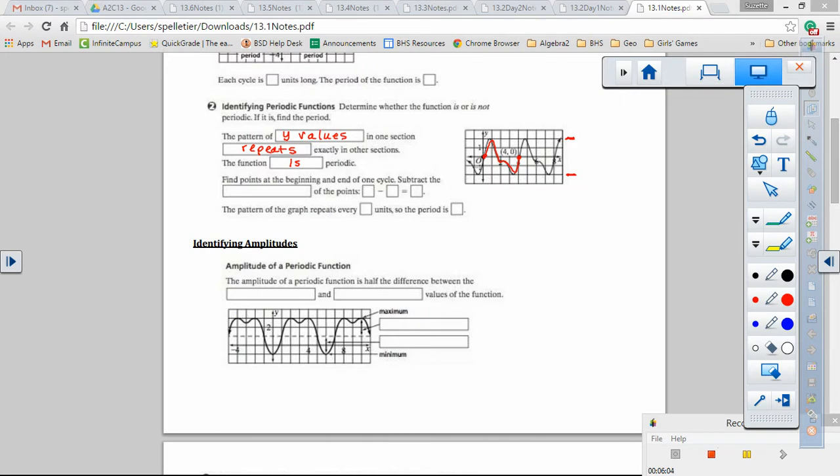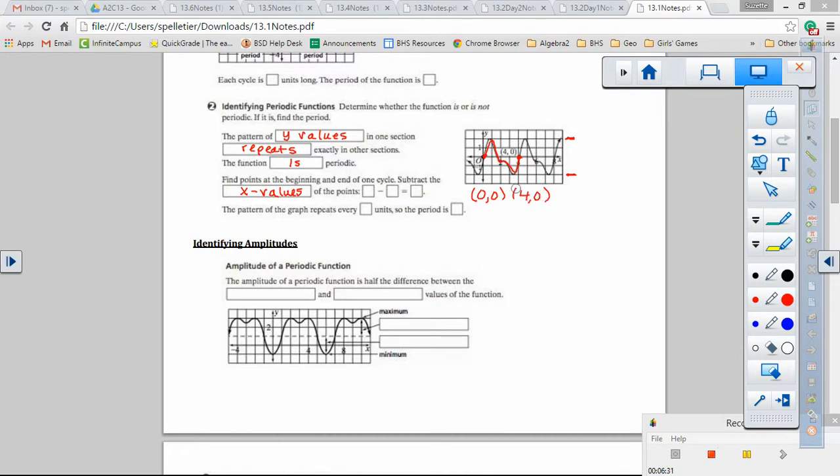Find points at the beginning and end of one cycle. Subtract the x values. So now what they're saying here is they want you to find the period of the function. Okay? So you're going to start and subtract to find the difference. It says to find points at the beginning and end. So here they are, 4, 0 and 0, 0. Those are my 2 points.